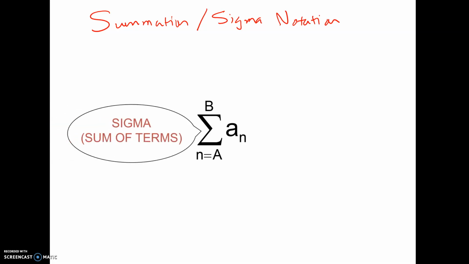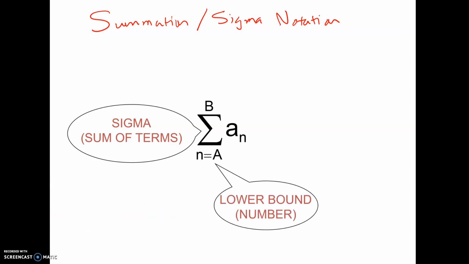We're going to add up a bunch of stuff. That's what the sigma means. And this down here is your lower bound. It tells you where you're going to start. This n here could be any letter. Sometimes it's i, it could be j, it could be k, it could be whatever. It's just a dummy variable.